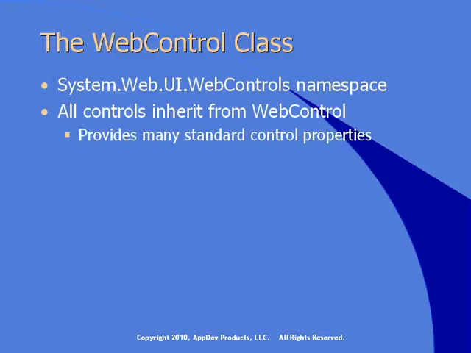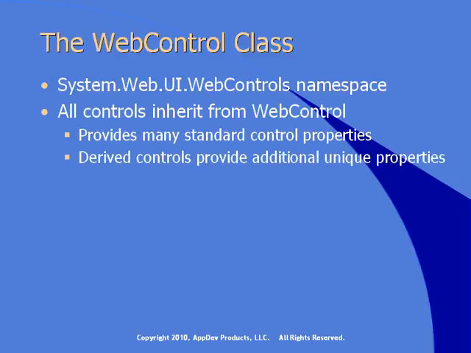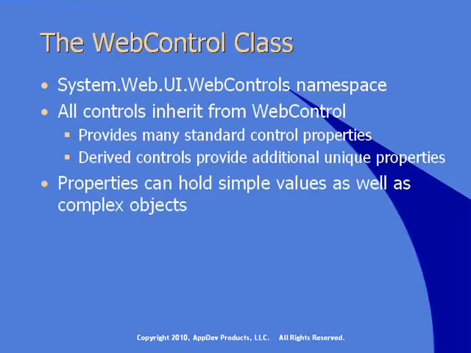Now, the web control class provides many standard control properties, including things like access key, back color, fore color, enable view state, font, height, ID, style, tab index, visible, width, and many more. The different control classes that are derived from web control include a lot of their own unique properties, whatever is needed to make, for example, a text box a text box. Some of the properties hold simple values, but some, for example the font property, hold objects with properties of their own. In code, you might set a label's font to bold by setting label1.font.bold to true.